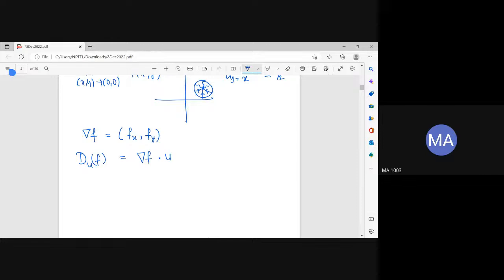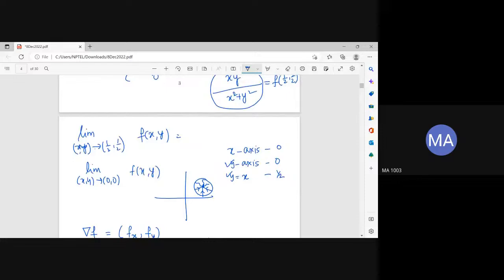And when can you do this? First of all, the gradient vector should exist, and then it has to be continuous around that point. So the gradient has to be continuous at the point where you're calculating the directional derivative. If you're going to calculate at, say, (a, b), you will be doing del f at (a, b) dot u. So del f has to be continuous around (a, b). Only then can you use this formula. So now we have got del f here, right?